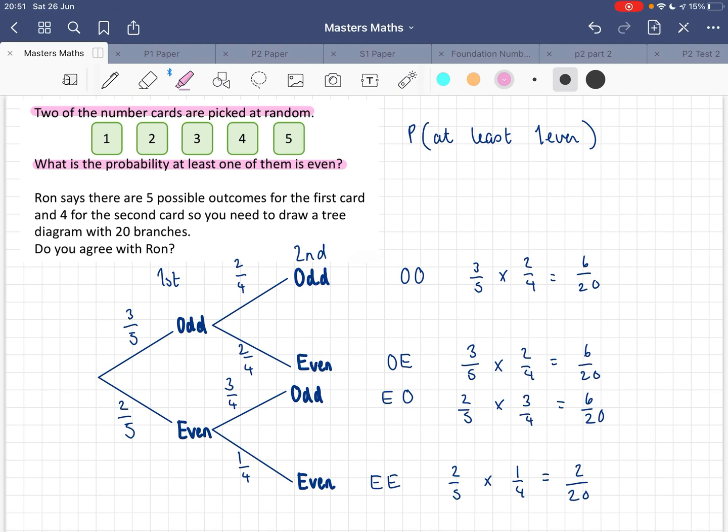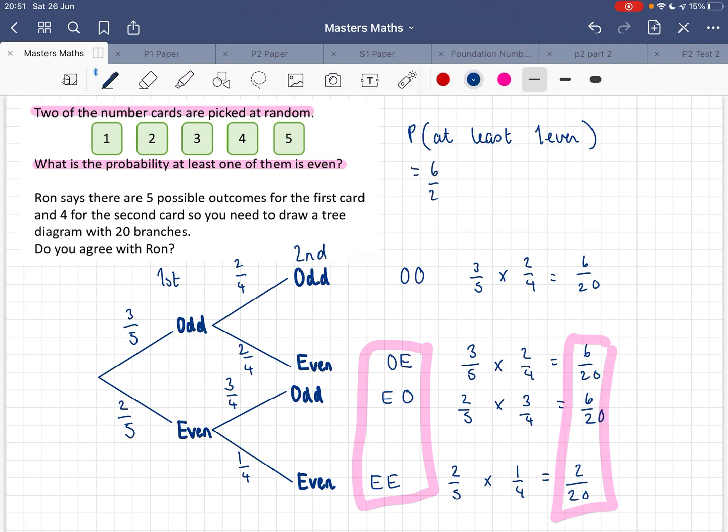So looking at the outcomes, we are interested in anything that has an even in it. So odd, even, even, odd, and the 2 evens. They all have at least 1 card that is even. So to work that probability out, we add those 3 together. So we do 6 over 20 plus 6 over 20 plus 2 over 20. 6 add 6 is 12, add 2 is 14. So 14 over 20, which is 7 over 10 if we simplify it by dividing by 2.